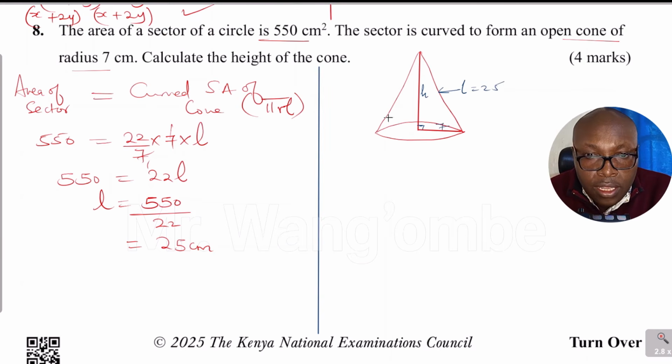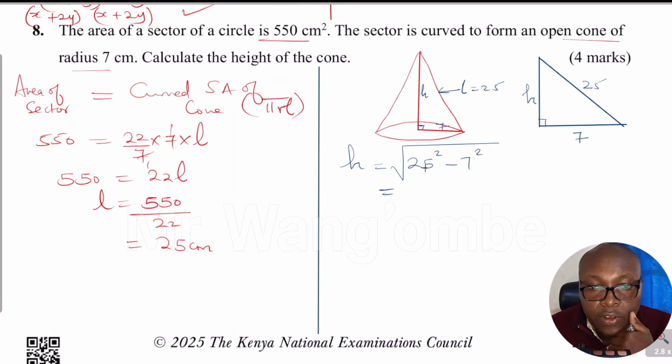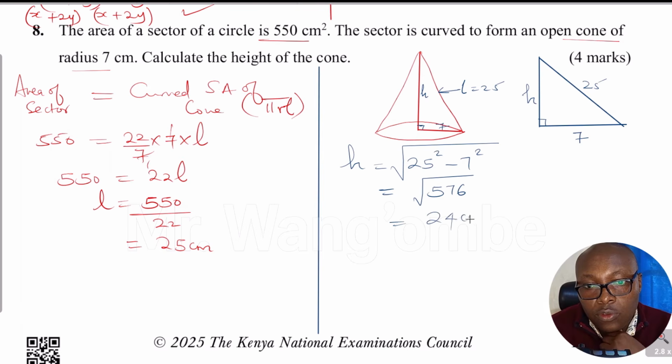So from this triangle here, we can get the height by using Pythagoras theorem. So we have, this is 7, this is 25, and that is the height. So the height of the cone will be, using Pythagoras theorem, 25 squared subtract 7 squared, get the square root of that, and this will give 625 subtract 49, you get 576. Get the square root of that, and this will give 24 centimeters as the height of the cone.